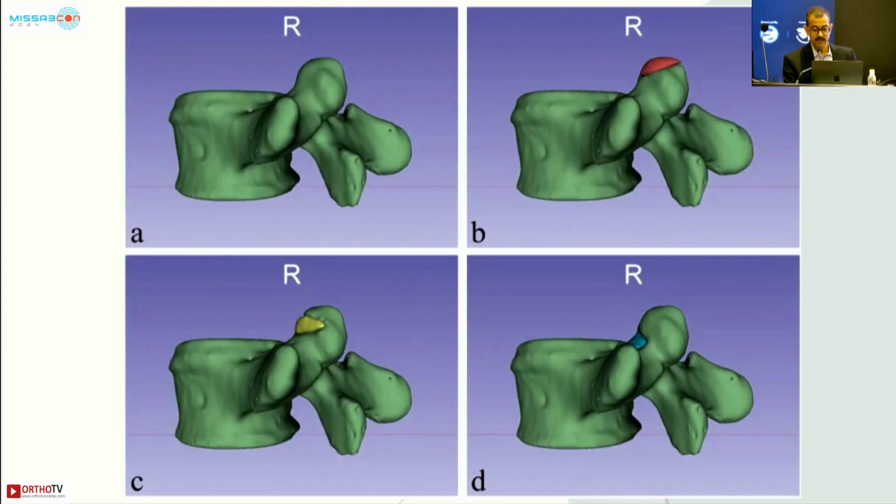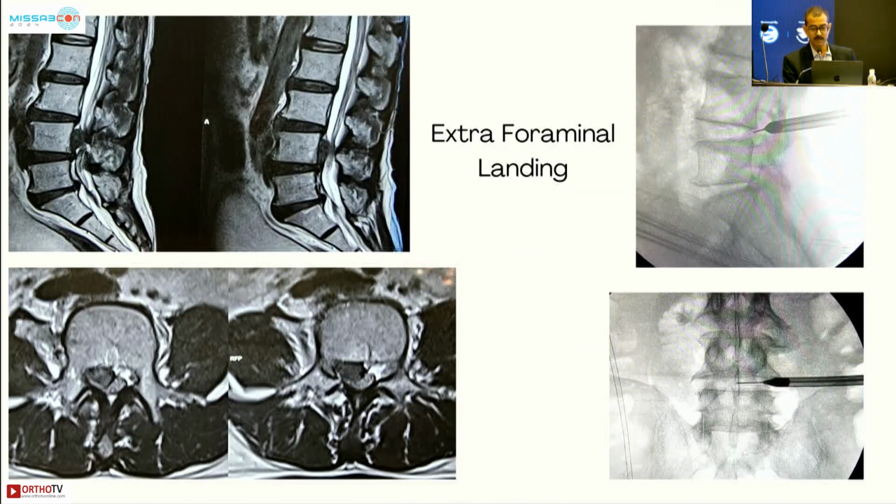And how is it done? The safest entry point is the superior articular process, which can be divided into 3 zones: the upper, middle and base. And according to these zones, we can access the foramen very well. So this is one of the examples, a high up migrated fragment, in which I landed extraforaminally at the tip of the superior articular process.